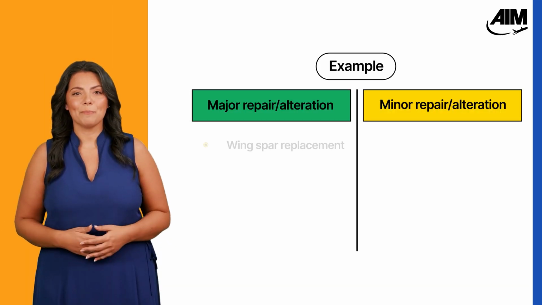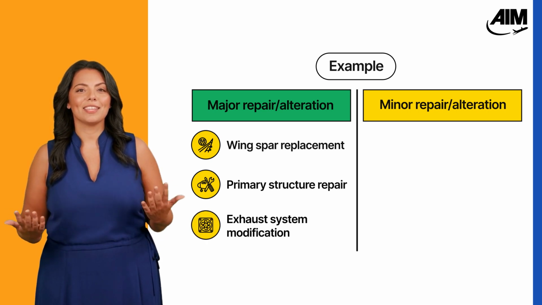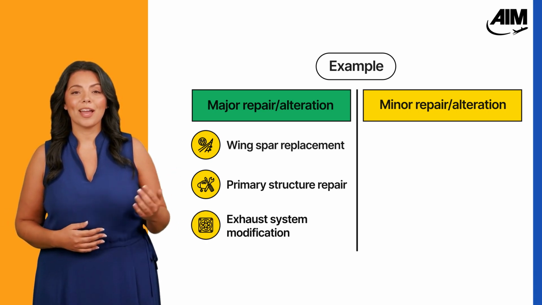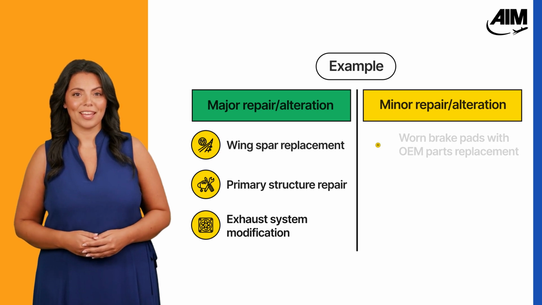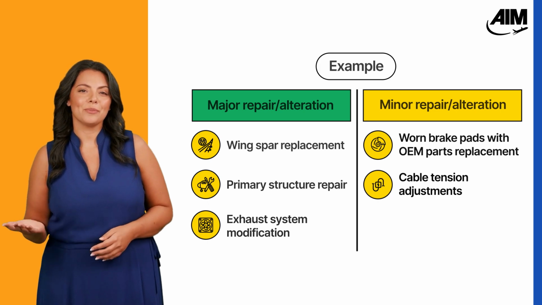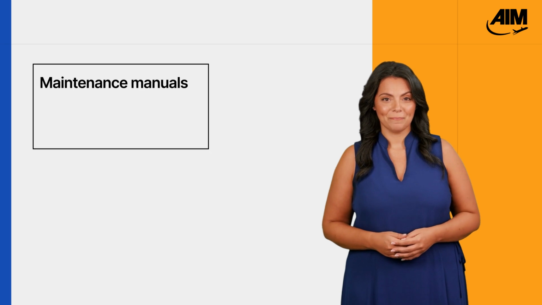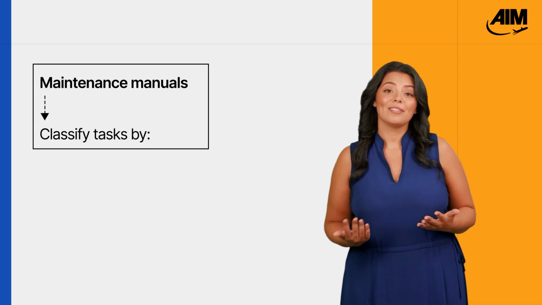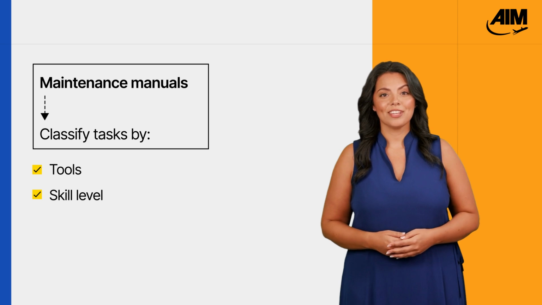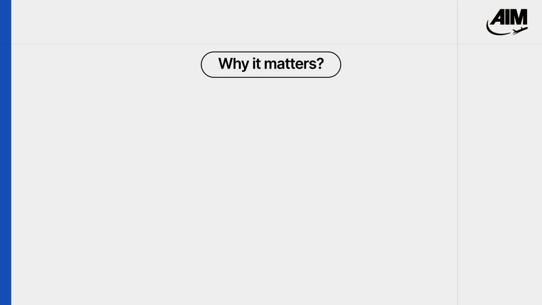For example, replacing a wing spar, repairing primary structure, or installing an STC-modified exhaust system would all be classified as major. On the other hand, replacing worn brake pads with OEM parts or adjusting cable tension would typically be minor. But examples aren't the only guide. Maintenance manuals also help clarify how tasks are classified by tools, skill level, and whether the job falls under line, heavy, or overhaul maintenance. Now that you've seen the difference, let's look at why it matters.